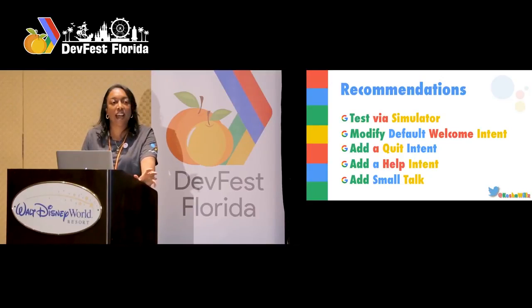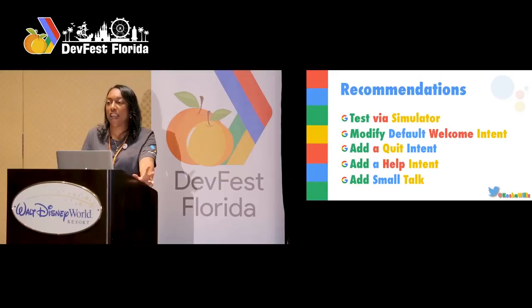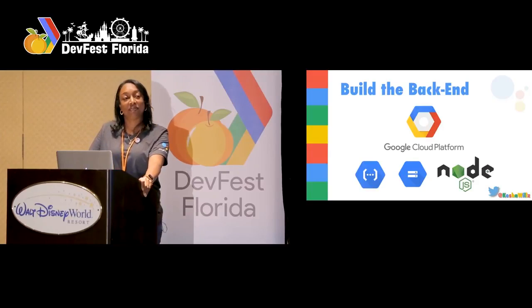And then also modify the default welcome intent. Whenever a user triggers your action, you can have a custom welcome message. Also for quit. Whenever a user quits, you can add a custom message. For example, with STEM Women, whenever a user ends that action, it says something like, we'll come back tomorrow because we add new women on a daily basis. And then also add a help intent. That's always very useful. And then the small talk. Okay, so that's the front end.